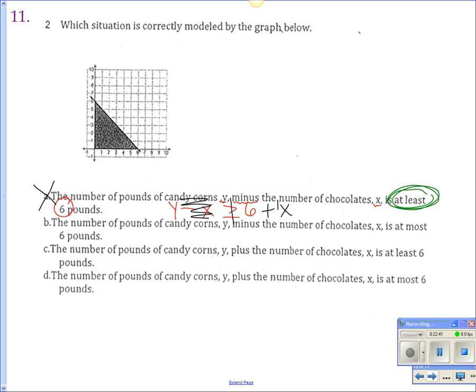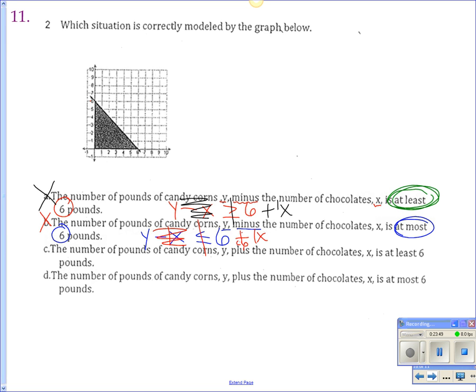All right, for the next one, for B, Andrea, help me write it out. What would I write for this one? The number of pounds of candy corn Y minus the number of chocolates X is at most 6. What do I do for at most? Is it less than or greater than? It's opposite of what you would think at first. It's actually less than or equal to 6. Okay. All right, Jacob Sheldon, what do I have to do to work that one? And it becomes what? So we can already see on this one, again, if it starts at 6, does it go up 1 and over 1? It doesn't go up. Our graph does not go up.